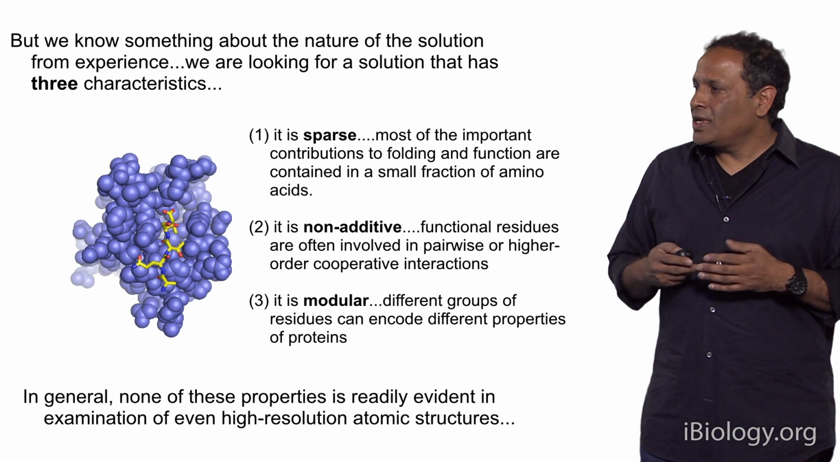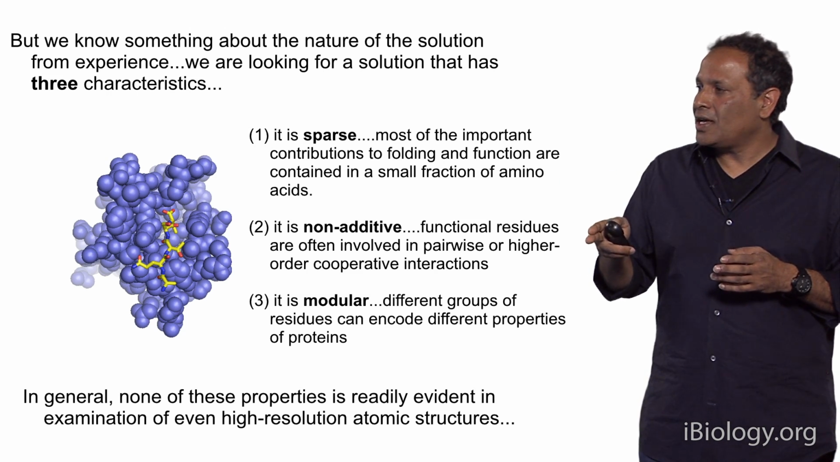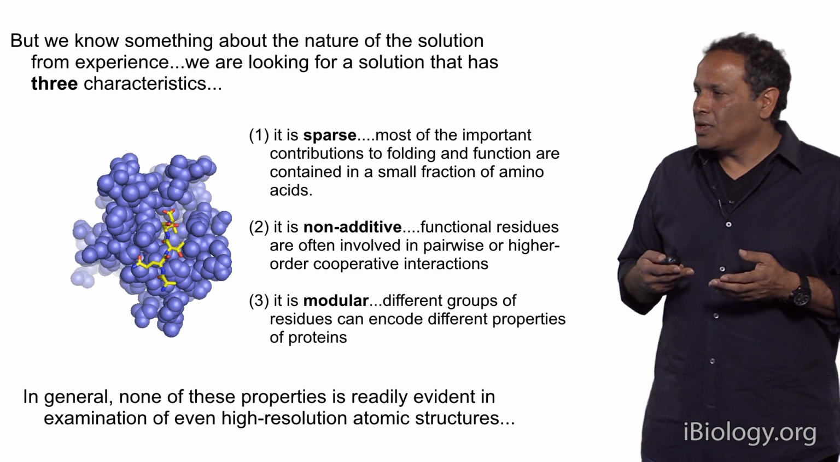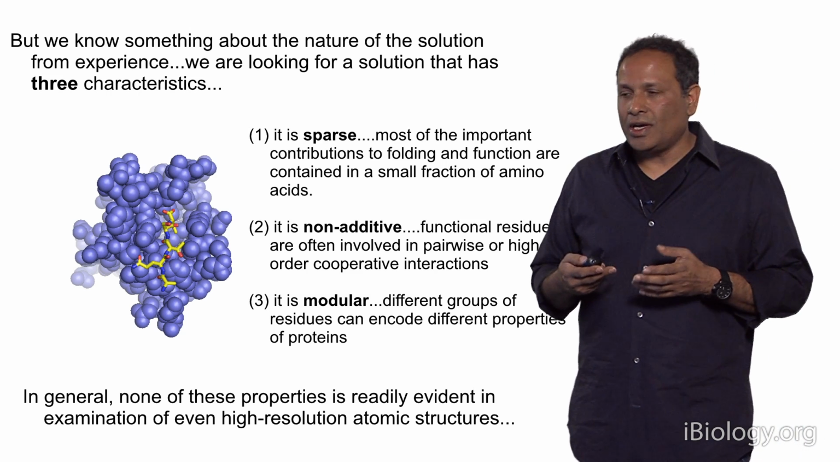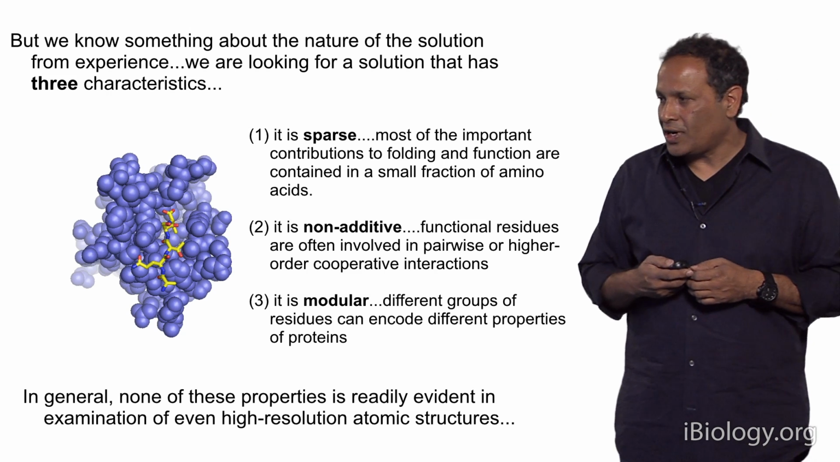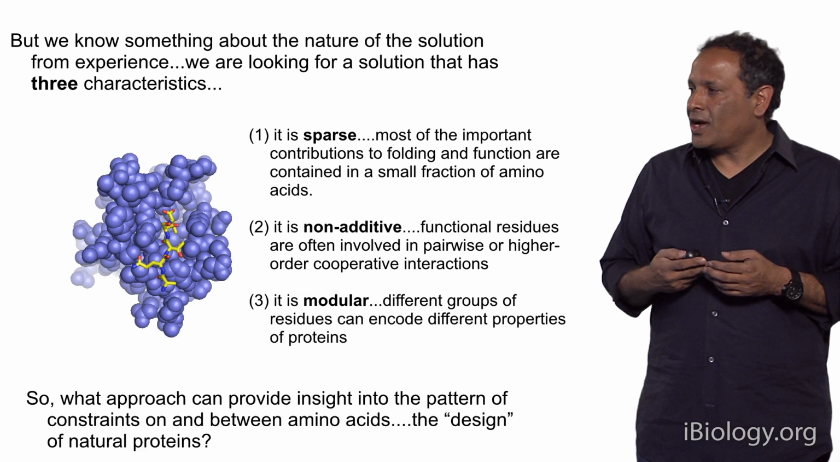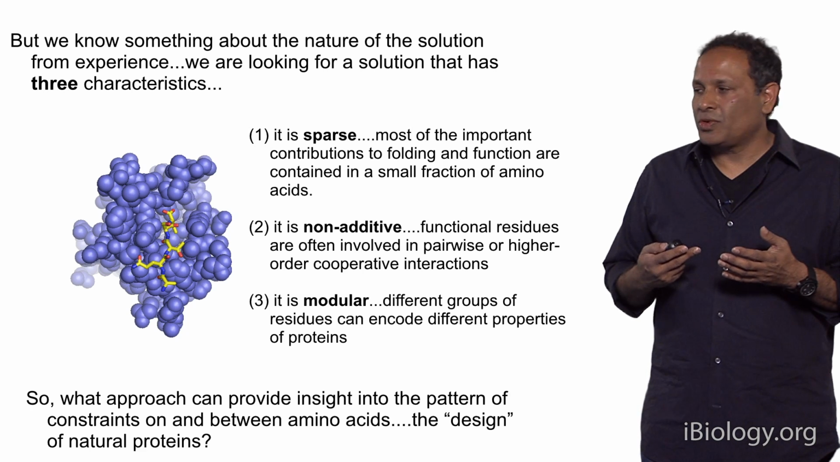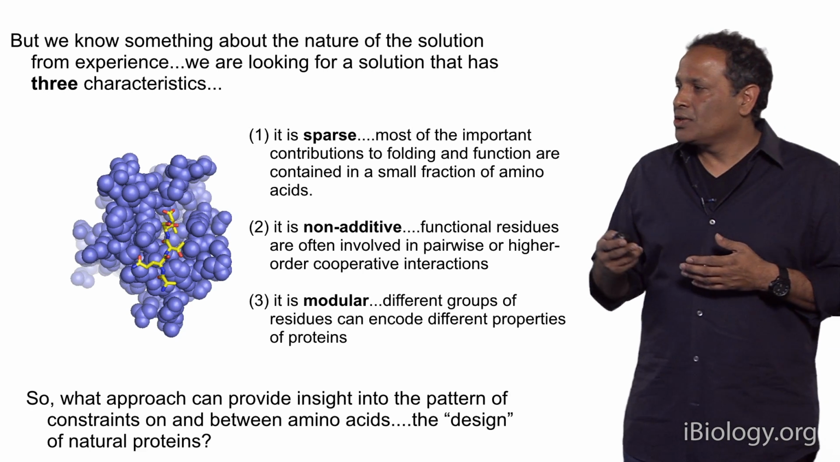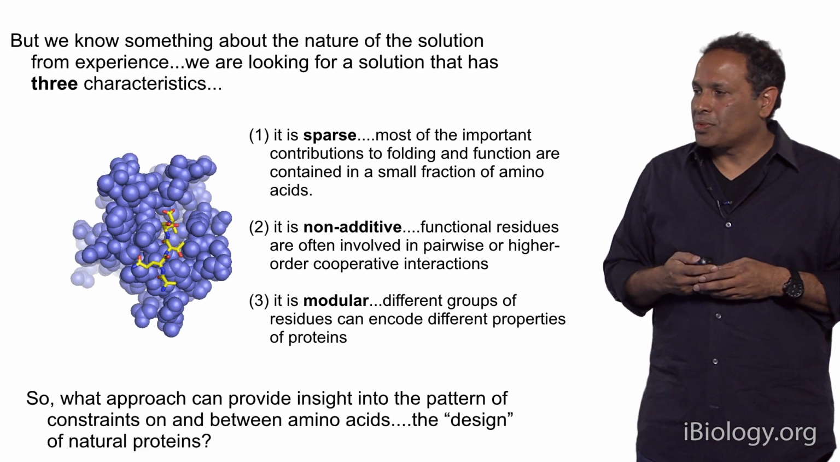So the important point is that these properties of proteins, sparsity, non-additivity, and modularity, in general, are not evident in our examination of even high-resolution atomic structures, for all the reasons that we've said so far. And so what we need to ask is, what approach can provide insight into this pattern of constraints? What's an approach that can lead us to the analysis of the so-called design of natural proteins?